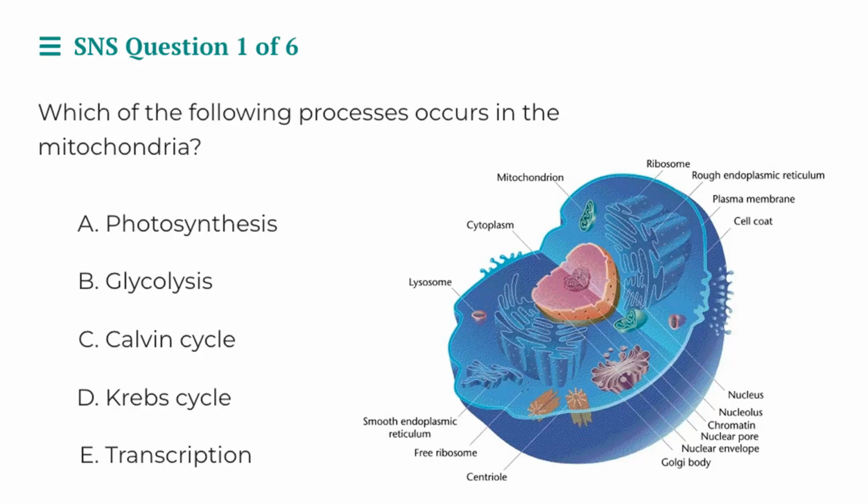So this question says, which of the following processes occurs in the mitochondria? So we have 5 answer options: photosynthesis, glycolysis, the Calvin cycle, the Krebs cycle, and transcription. So in order to answer this question, let's first discuss what the mitochondria is and what it does.